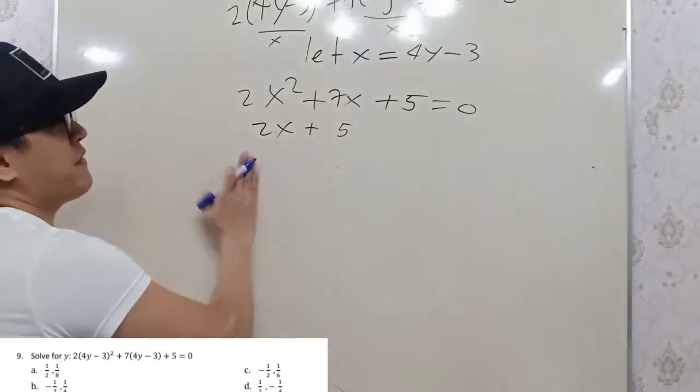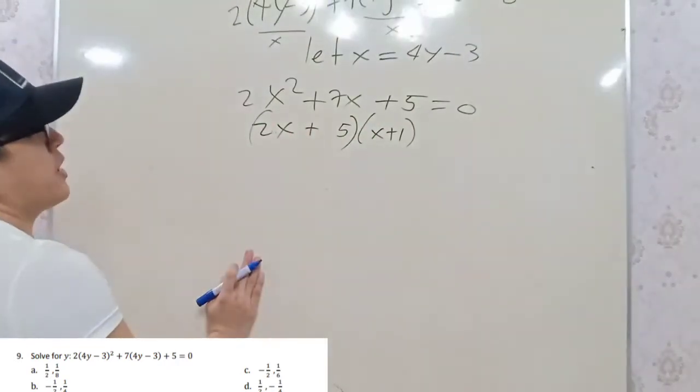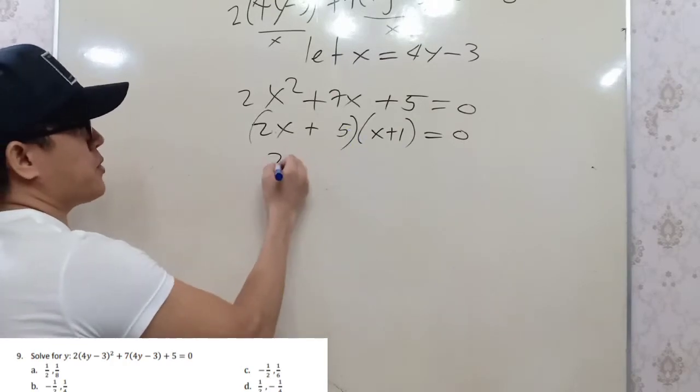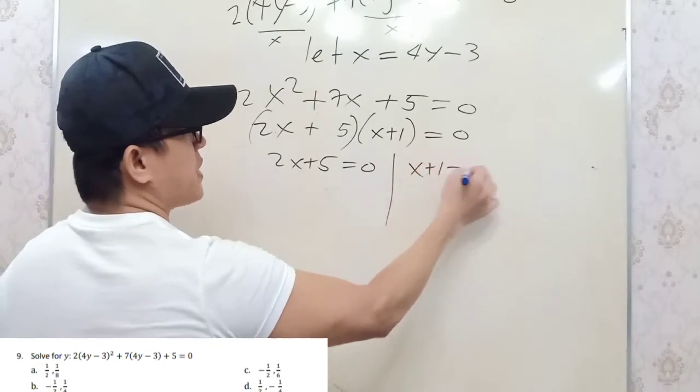So, tama yung factors natin. So, x plus 1. Okay? There you go. Next is equal to 0. We equate each into 0. So, 2x plus 5 is equal to 0. And then, x plus 1 is equal to 0.